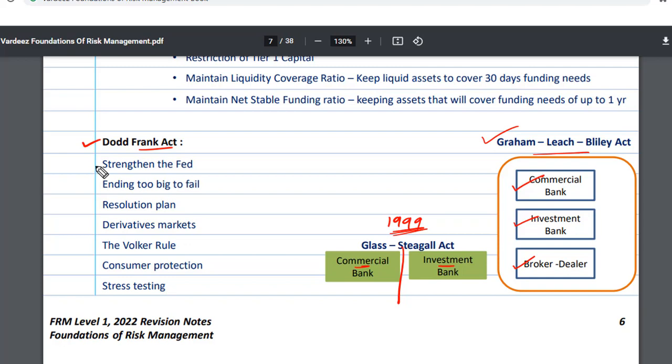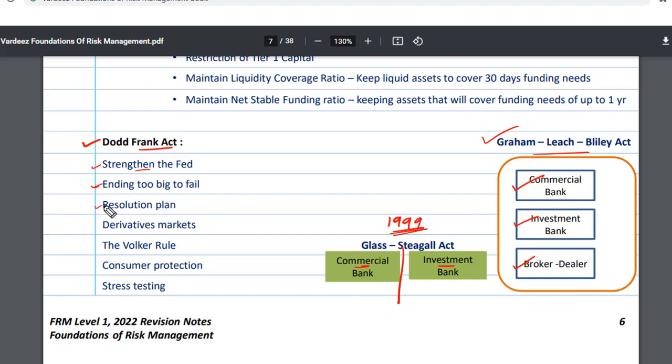So the very first thing under this act was strengthening the Fed, basically giving more regulation to the Federal Reserve. That was the entire objective, so that they can regulate the most important financial institutions. Secondly, ending the notion of too big to fail. Like Lehman Brothers, they thought that they would not be able to fail because they were too big. So they wanted to end this notion that even bigger companies cannot fail.